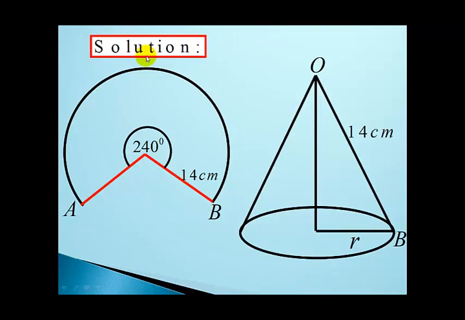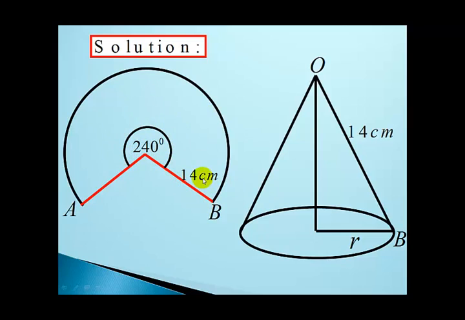Now let's look at the solution. So we can see that the 120 degrees angle has been cut out. The 120 degrees angle, that is the minor sector, has been cut out, and we are left with the remaining portion. That is the portion with the 240 degrees angle. We are given the radius of the circle to be 14.